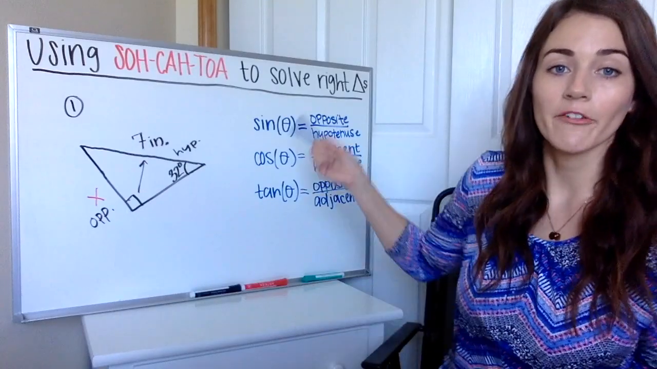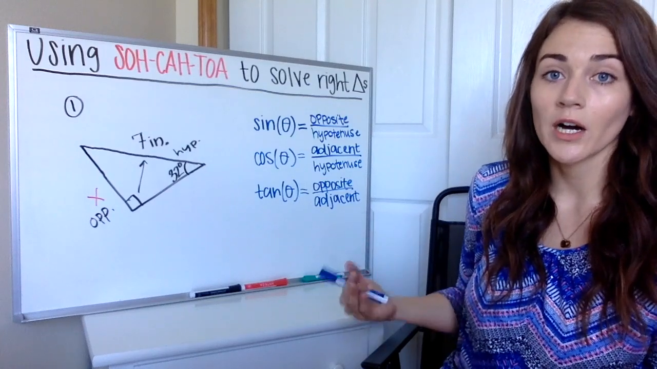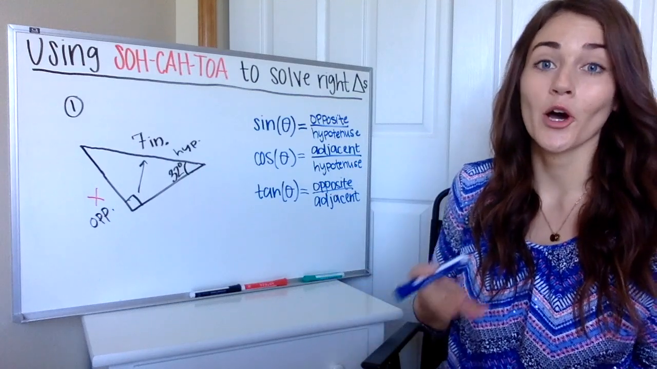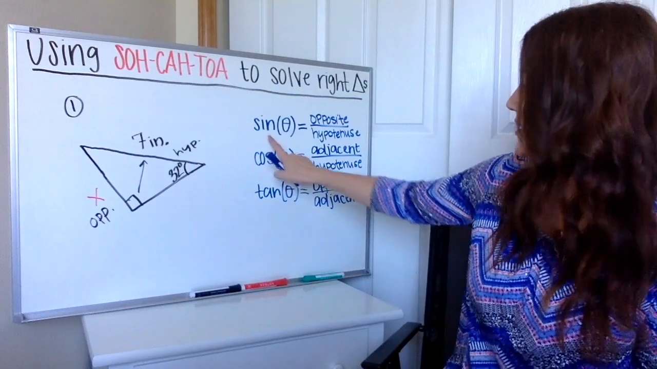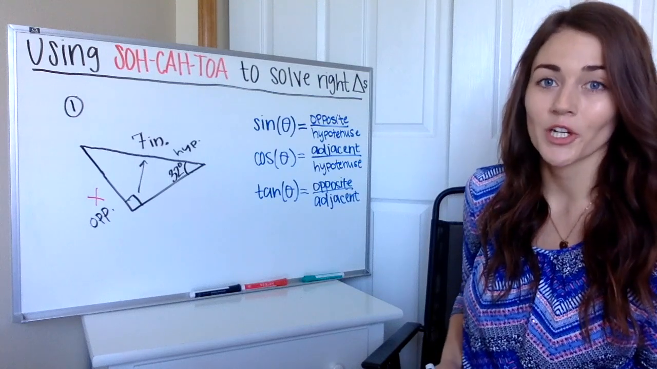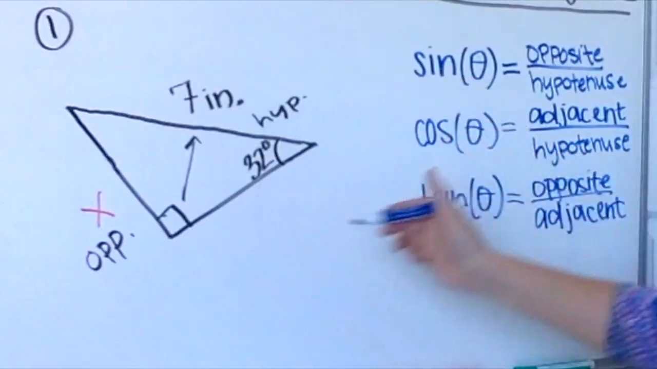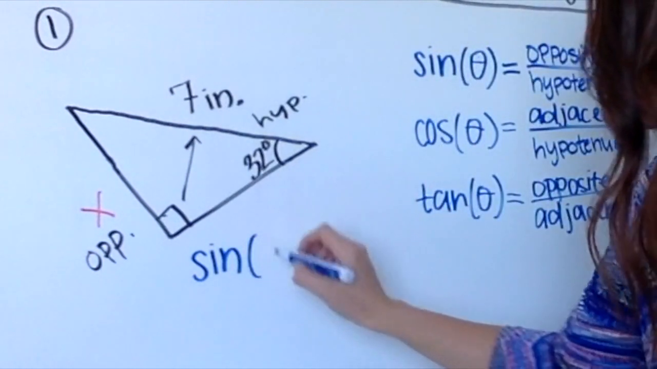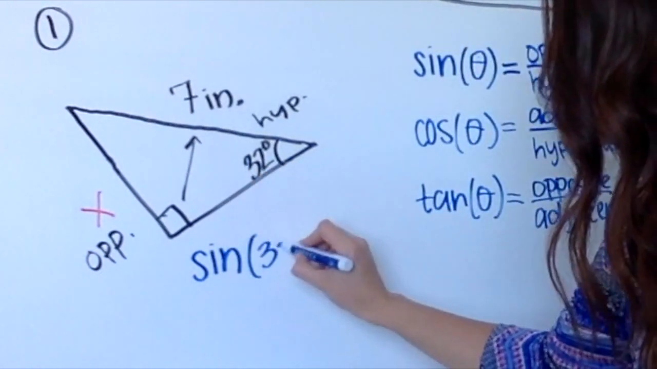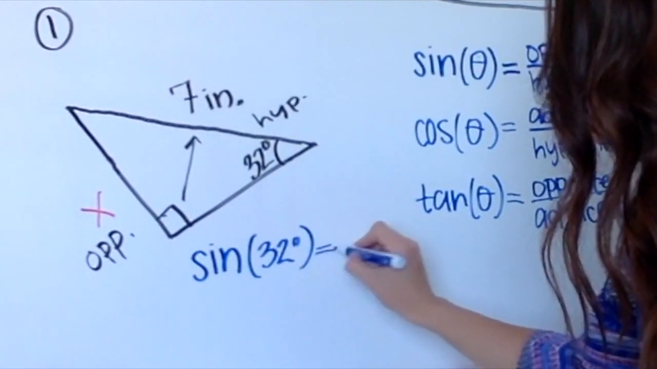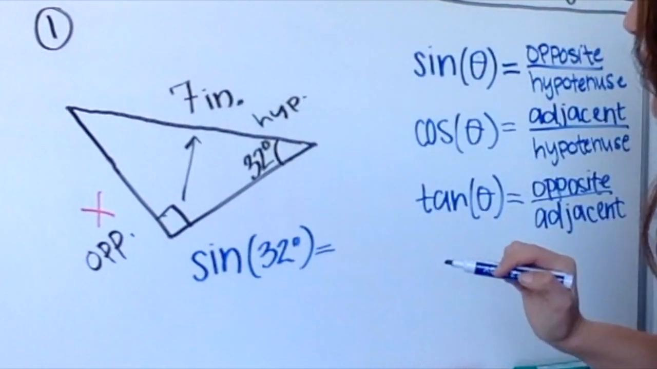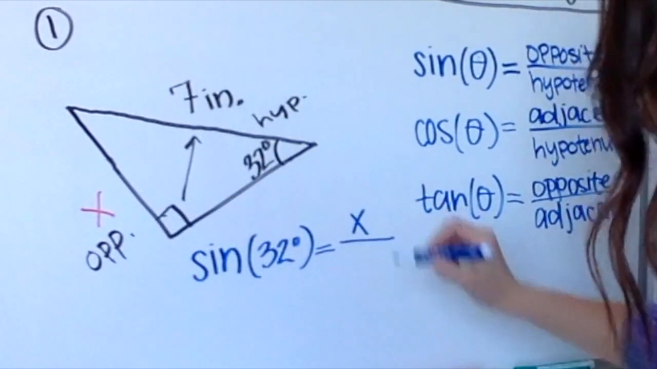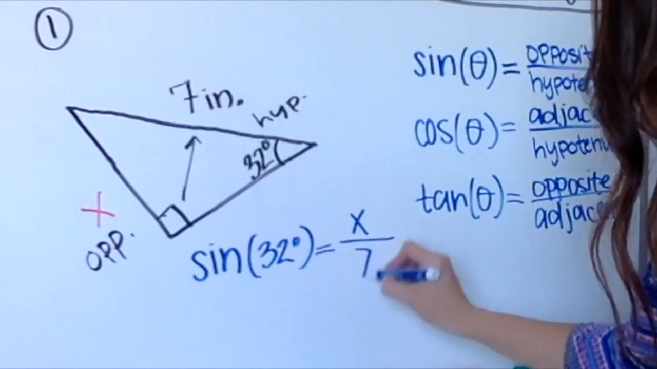If I look over at my functions, SOH CAH TOA, I'm given opposite and hypotenuse, so that means I am using my sine function. We're gonna go ahead and set this up. So I have sine, and then remember my angle always goes with my trig function. So sine of, we were given 32 degrees, equals opposite over hypotenuse. So my opposite was x, that's what we're trying to find. My hypotenuse was 7 inches.